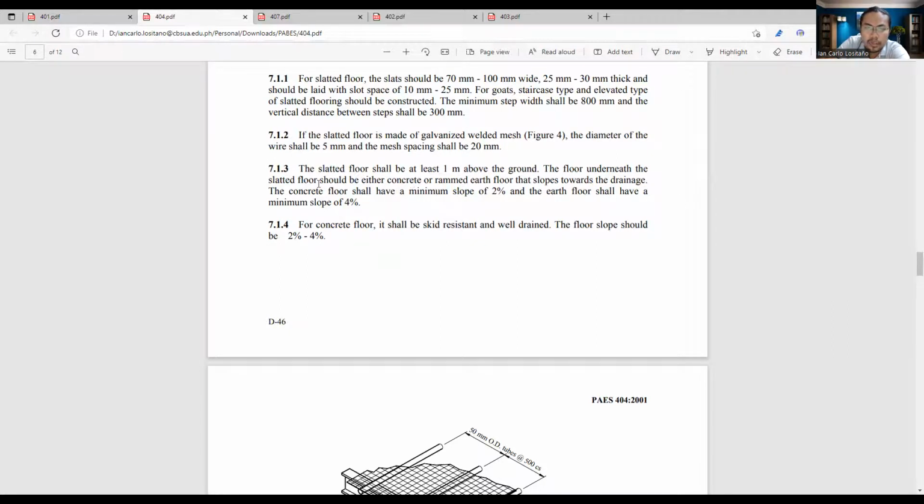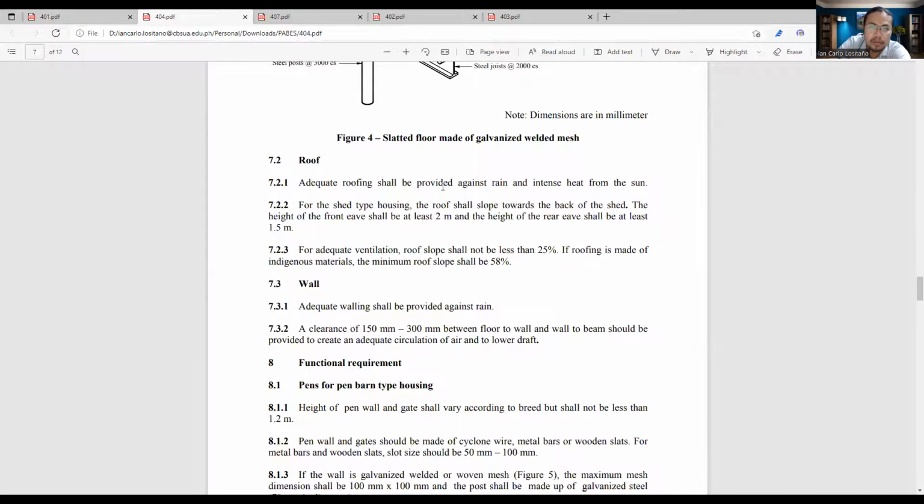The floor underneath the slotted floor should be either concrete or rammed earth floor that slopes towards the drainage. The concrete floor shall have a minimum slope of 2%, and the earth floor shall have a minimum slope of 4%. For concrete floor, it shall be skid resistant and well drained. The floor slope should be 2 to 4%.